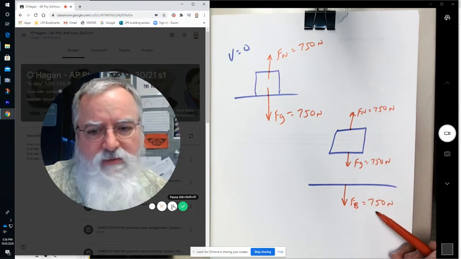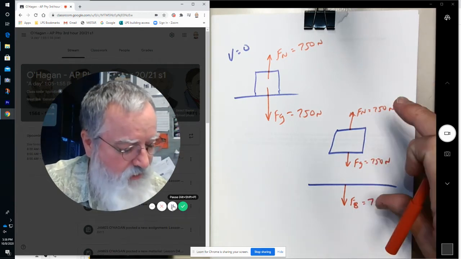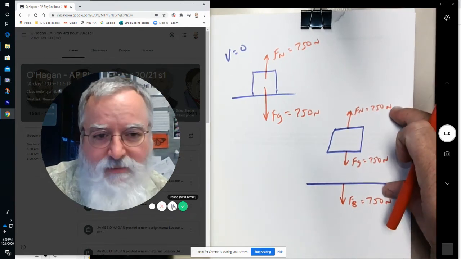So Earth pushes up on the person with 750. Person pushes down on the Earth with 750. That's Newton's third law. These are forces that are equal and opposite on different objects.